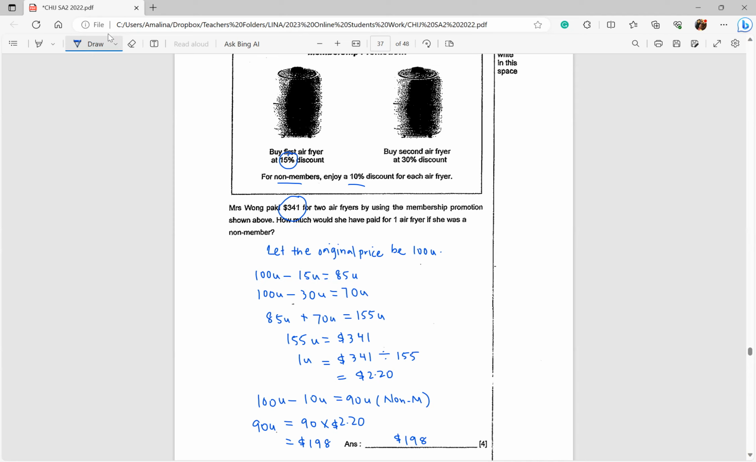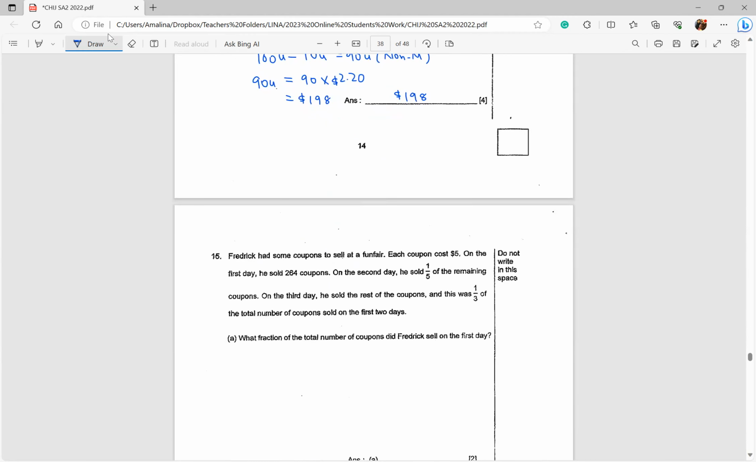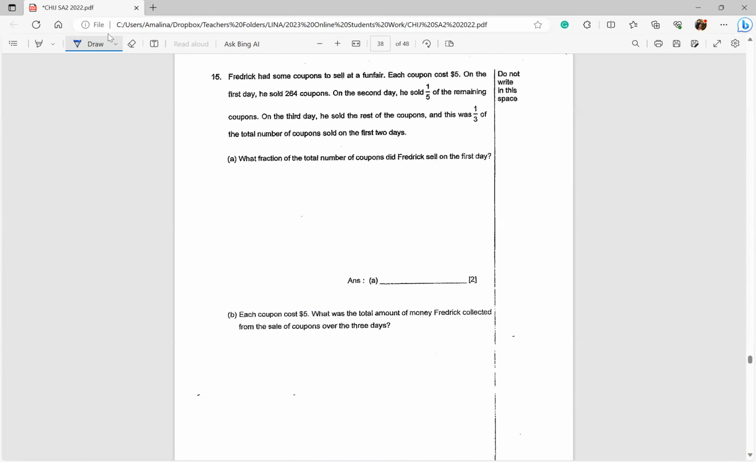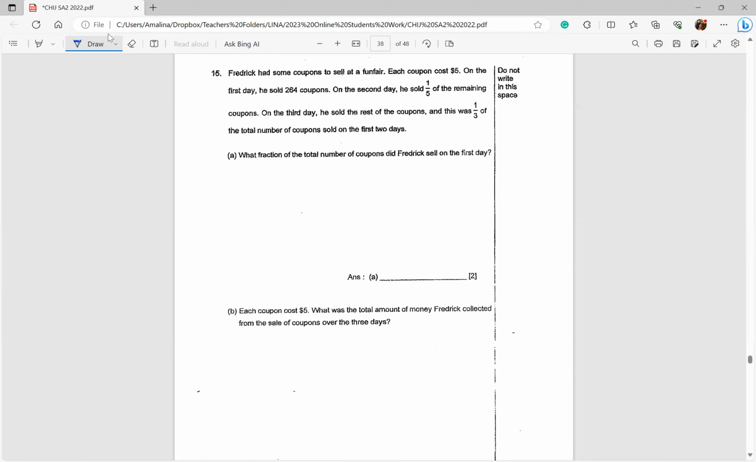Okay, let's move on to the next one, question 15. Frederick had some coupons to sell at a fun fair. Each coupon costs $5. On the first day, he sold 264 coupons. On the second day, he sold 1/5 of the remaining. So let's highlight keywords. First day, 264. Second day, 1/5 of the remainder. On the third day, he sold the rest of the coupons, and this was 1/3 of the total number of coupons sold on the first 2 days.